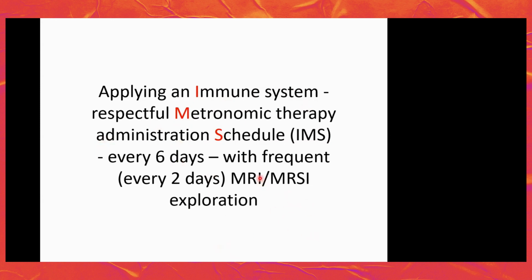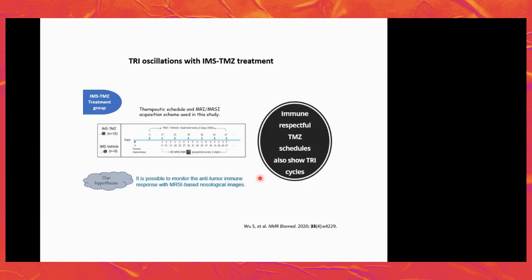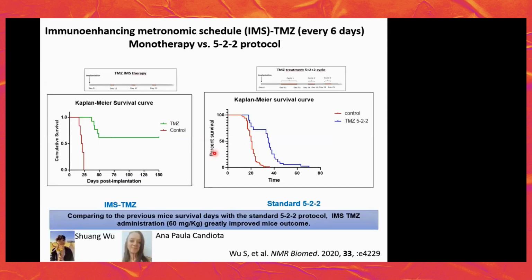And we added, for biomarker development, MRI, MRSI exploration every 2 days. So that was the protocol. If we had understood it properly, when using this in our system, we should generate response and also cycling. So we started therapy at 11 days, established tumors, every 6 days, and explored the mice every 2 days with MRI, MRS. And, behold, it did work. That was work done by Xuangwu, supervised by Ana Paula Candiota. This was the original survival curve, using the IMS therapy. 60% of the mice in that cohort were cured. Well, of course, they were long-term survivors, but they were cured.